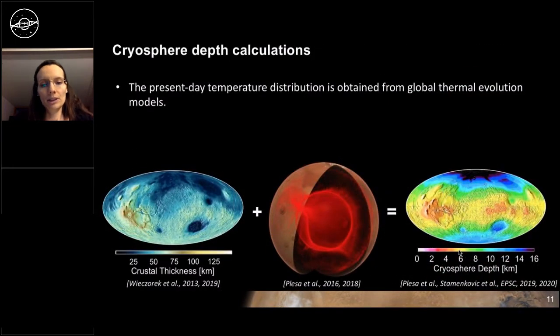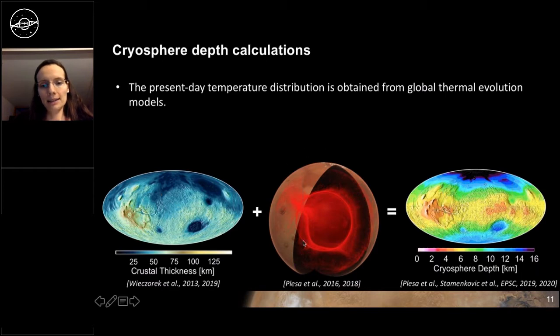But how do we do this in our models? How can we use this kind of models in order to place constraints or to make predictions of the cryosphere depth or the groundwater table depth? Well, we use these global thermal evolution models, as you can see here, and we combine them with the crustal thickness distribution, as you can see on this map here. This crustal thickness distribution is derived from gravity and topography data.